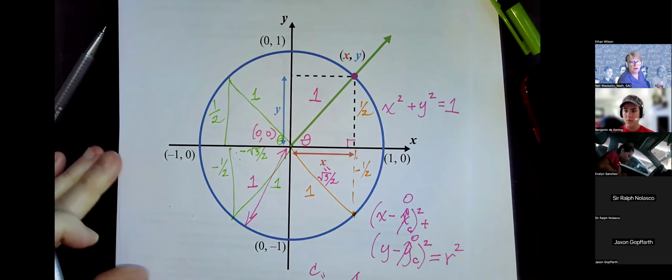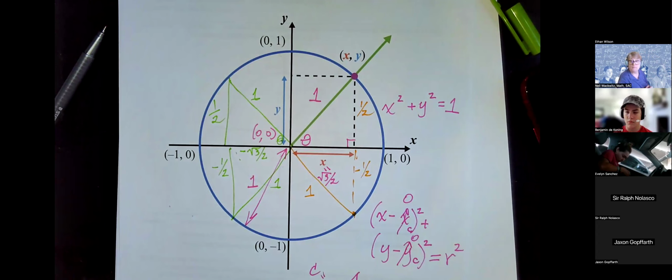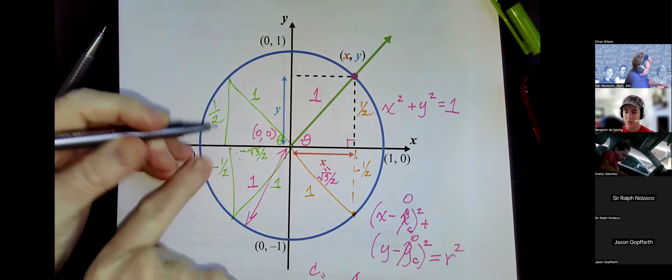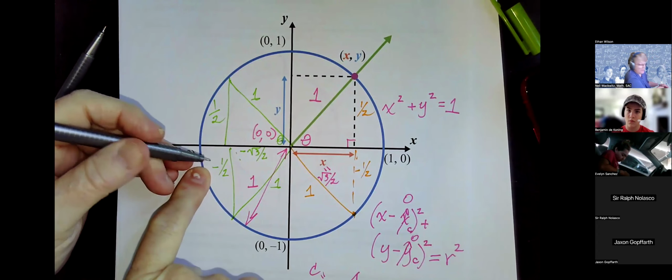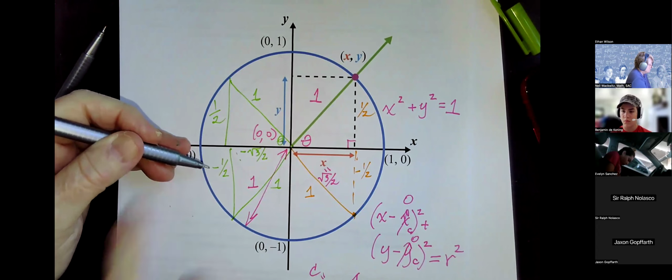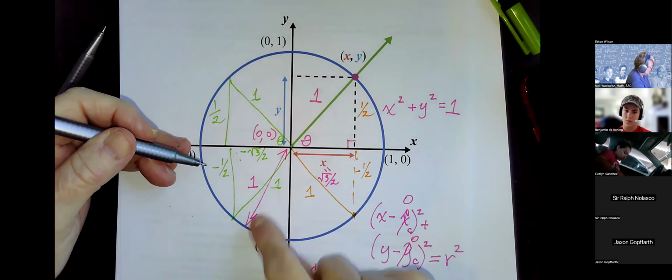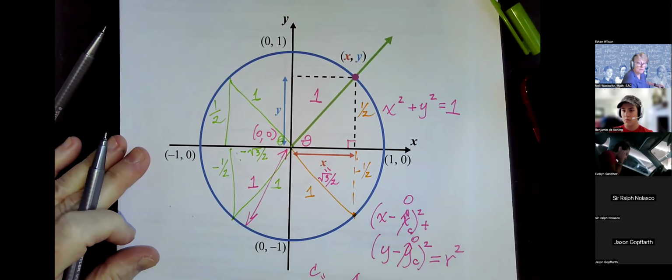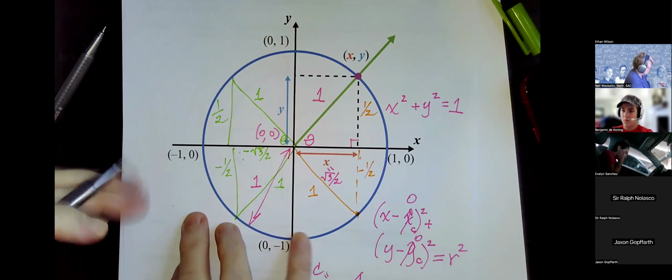So those 4 triangles are related. Every single one of them has the property that one leg squared plus the square of the other leg equals the hypotenuse squared. And let's see that in quadrant 3.